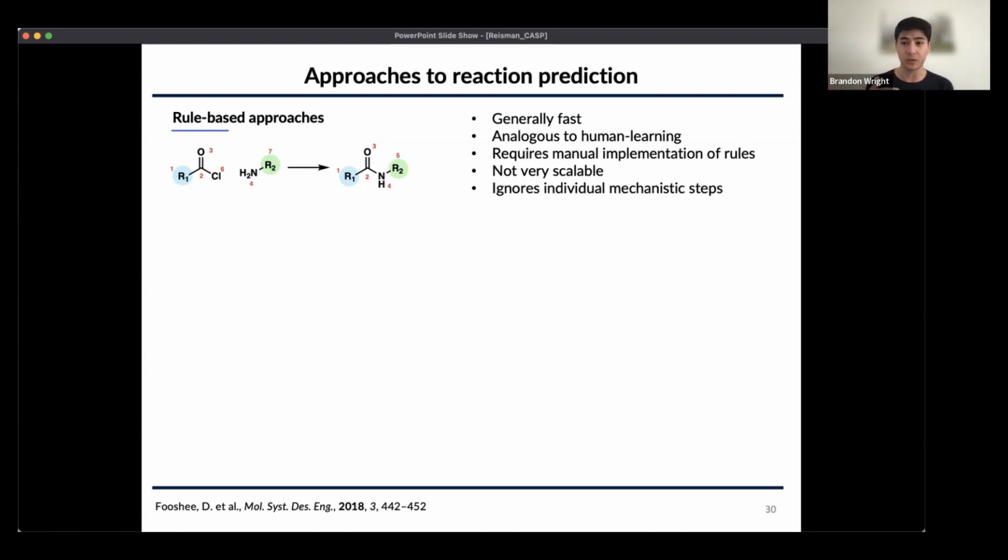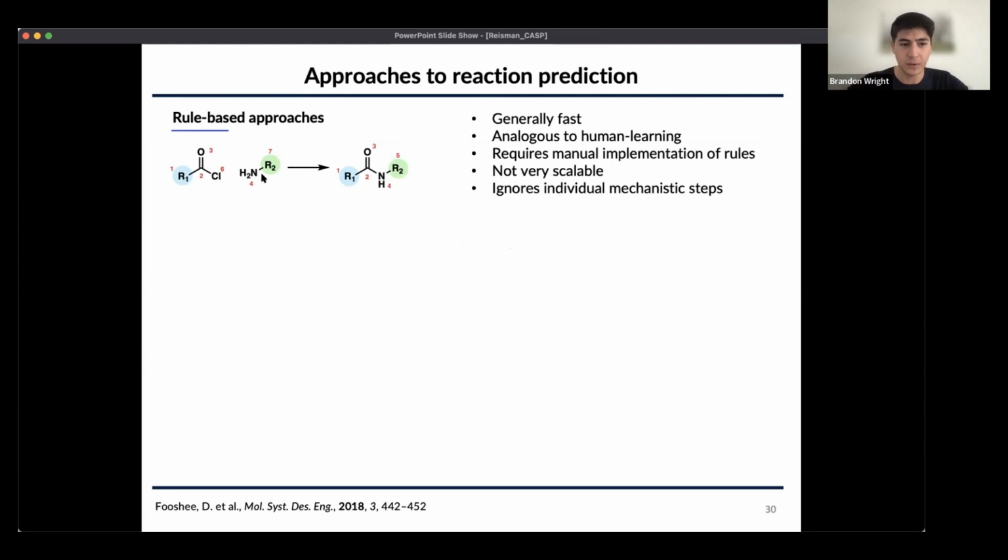How do we virtually screen ahead of time whether a reaction will work or not? Sort of a holy grail problem in the field. And there's three different categories of approaches towards this reaction prediction problem. The first is these rule-based approaches, which we've talked a little bit about already. They're just sort of like reaction flashcards, right? They're generally pretty fast, and they're analogous to how humans think about reactions.